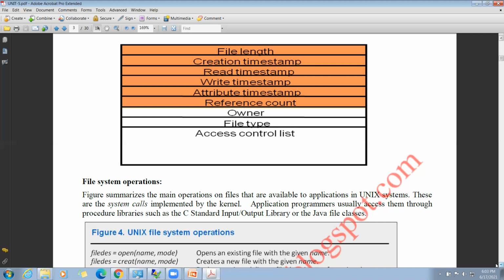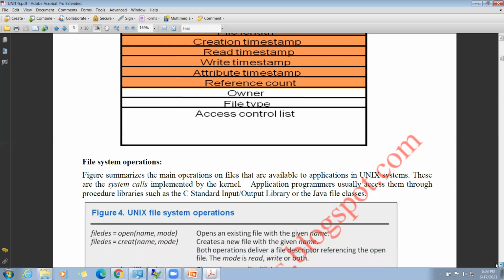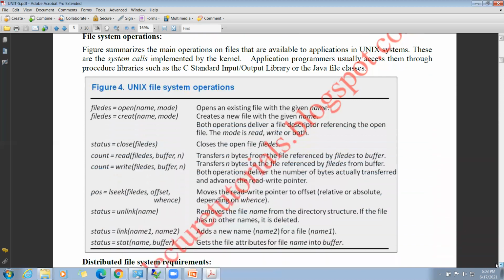Okay, file length, creation timestamp, read, write timestamp, attribute timestamp, reference count, owner, and file type. Lastly, the access control list. Okay. These are different types of file attributes. Now let's move on to the file system operations.